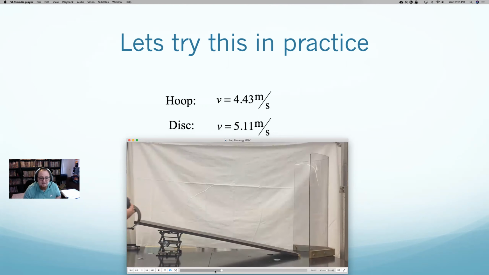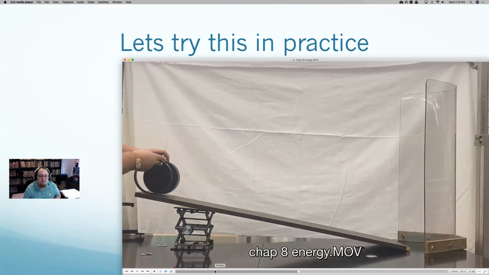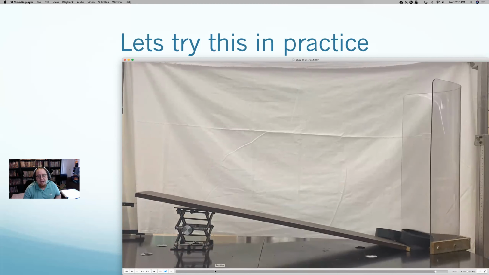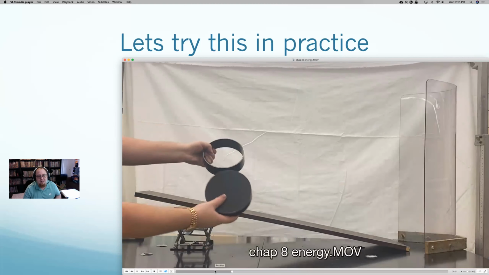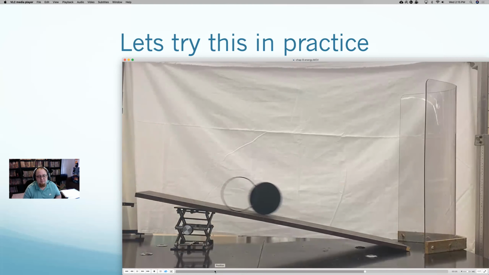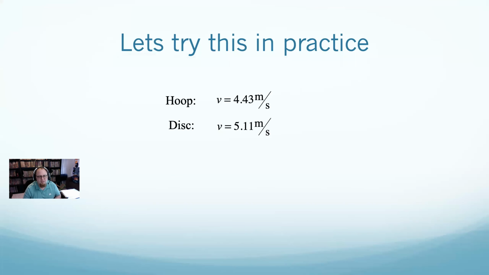Because it doesn't use as much rotational energy, therefore it can get more linear energy. The shape of something will affect how fast it rolls down a hill. And if you have rolling, you need to incorporate the shape, because you have to incorporate the kinetic energy due to spinning. Questions? Does that make sense?